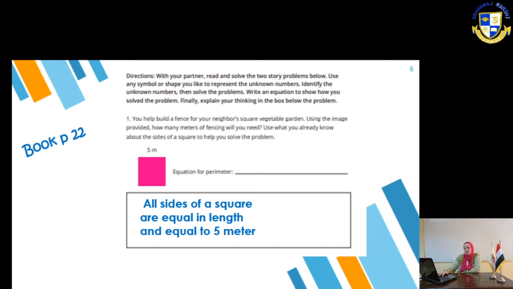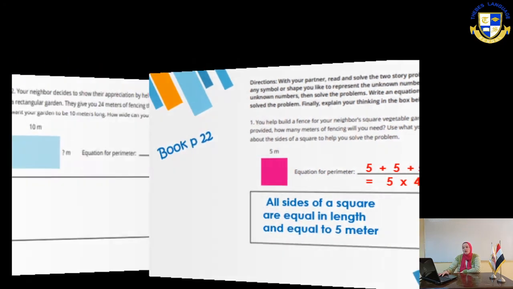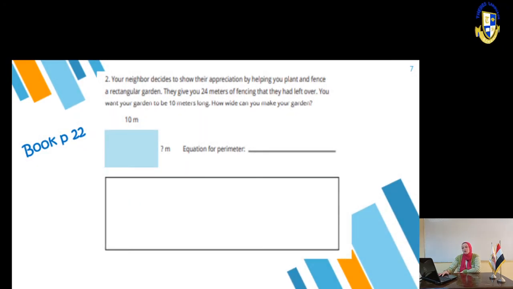We have a square of 5 meters. Okay, remember that all the sides of a square are equal in length and they are equal 5. So we are going to make 5 plus 5 plus 5 plus 5. We can make it 5 times 4. It will be 20.